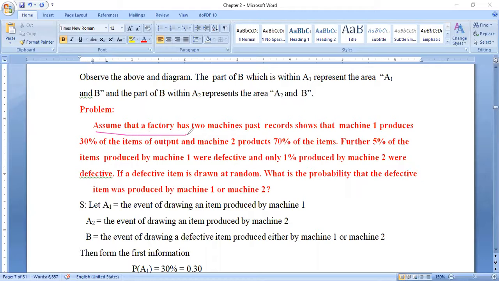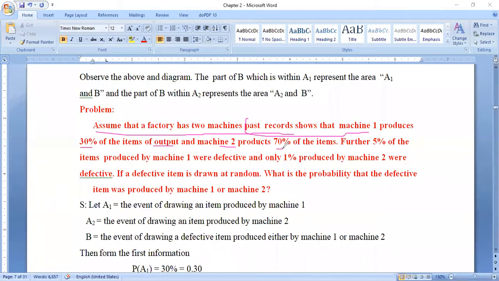Assume that a factory has two machines. Past records show that machine 1 produces 30% of the output and machine 2 produces 70% of the output. There are two machines in a factory. Machine 1 produces 30% and machine 2 produces 70%. Okay, up to this it is clear.